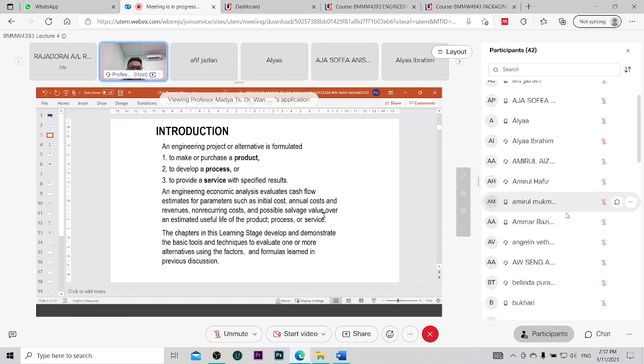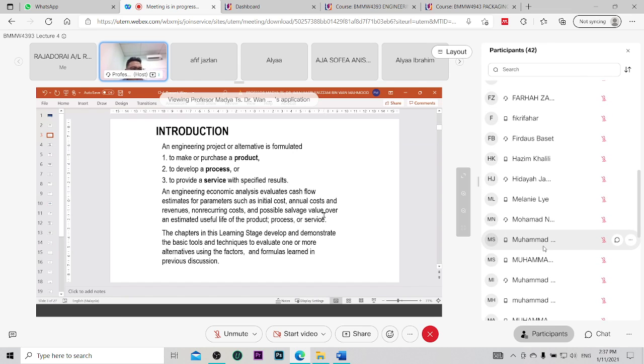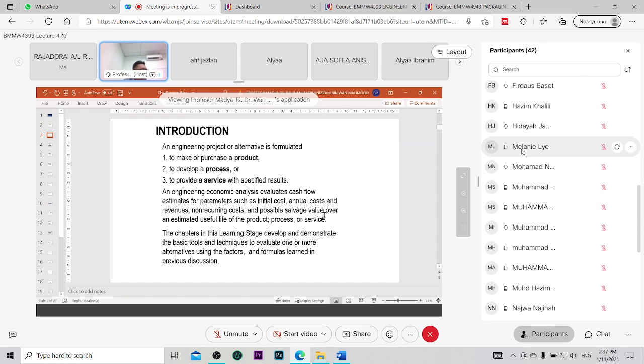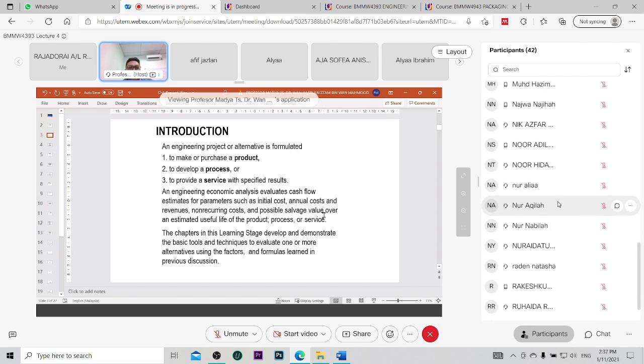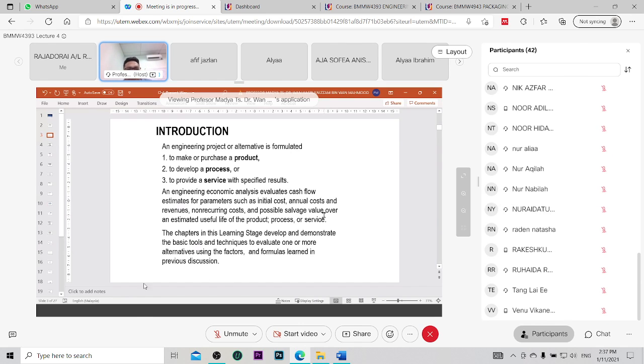So this is basically the introduction. To make a purchase of a product, to develop a process, to provide a service with a specific result. It shows that it's a very critical decision because some industries or companies do not have a good financial statement. So this is why the calculation is very critical.